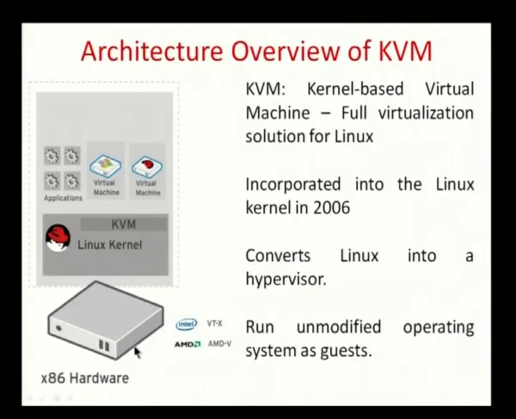So, when you consider the overview of KVM's architecture, you have the x86 hardware, then Intel VT-x and AMD-V. These are the various virtualization architectures supported by the processors from Intel or AMD. Then you have the Linux kernel, in which you have the KVM module, and it is possible to create virtual machines in a single machine.